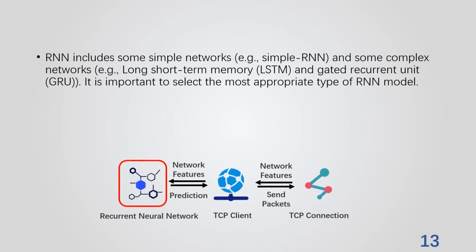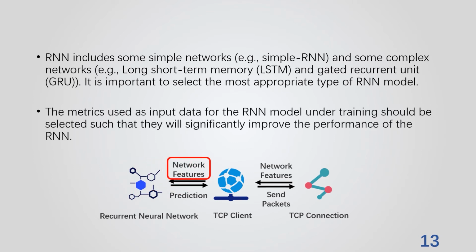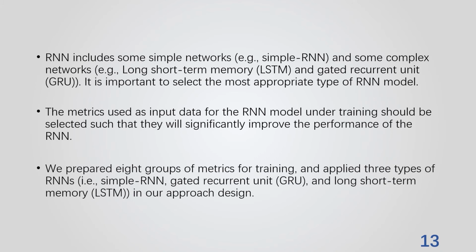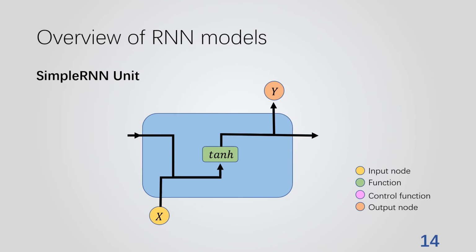Recurrent neural networks include some simple networks and some complex networks. It's important to select the most suitable type of recurrent neural network model. Also, the metrics used as input data for the recurrent neural network model and the training should be selected carefully, because they will significantly influence the network's throughput. We prepared 8 groups of metrics for training and applied 3 types of recurrent neural networks in our approach design. Let's introduce all 3 recurrent neural network models.